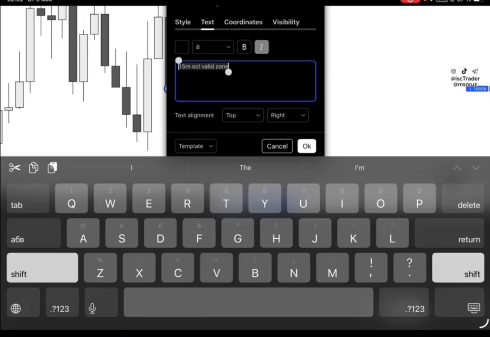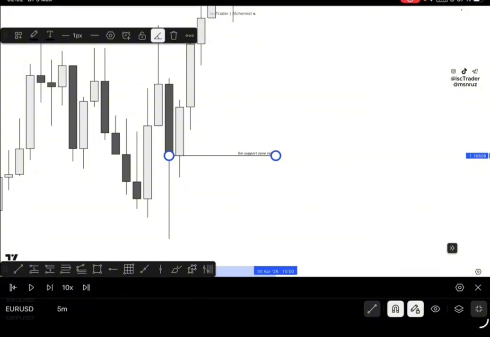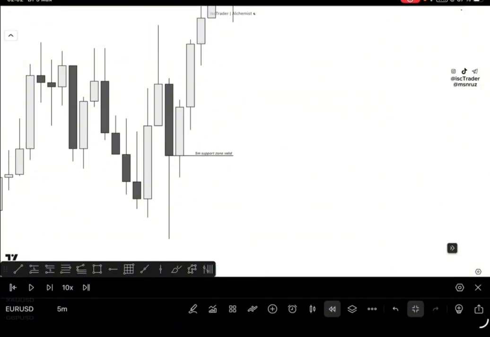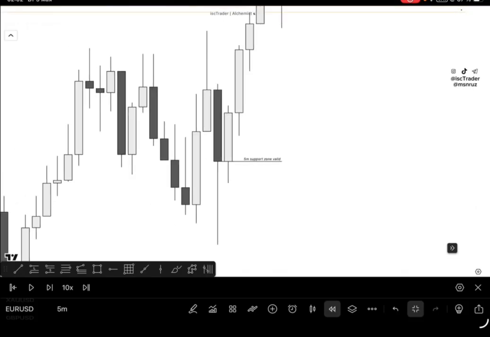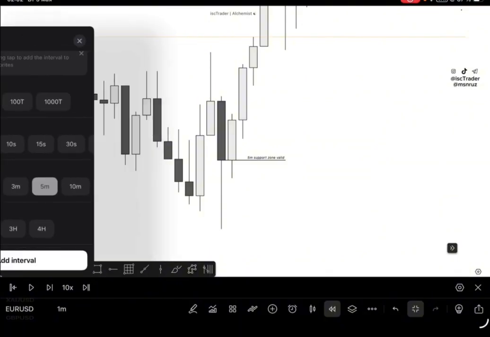5-minute. Support zone on the 5-minute. It's valid. Okay. It looks like it's a valid zone on the 5-minute chart. Now we need to switch over to the 1-minute time frame to take a look at it in order to find out whether this zone has worked out or not. Okay. 1 minute.